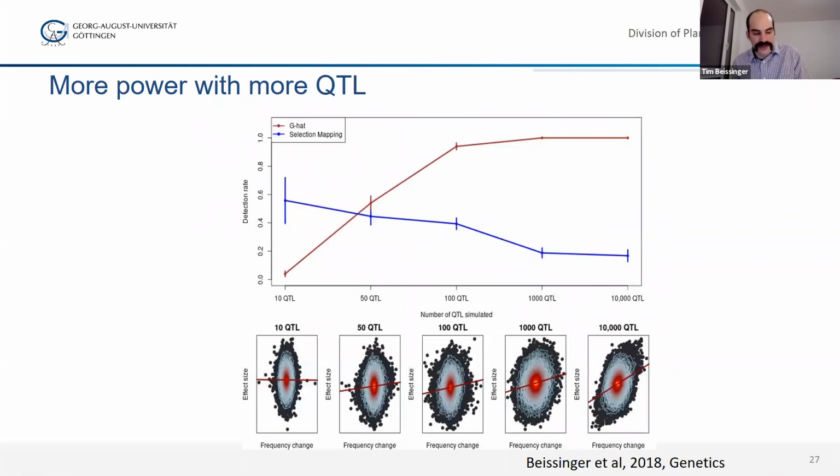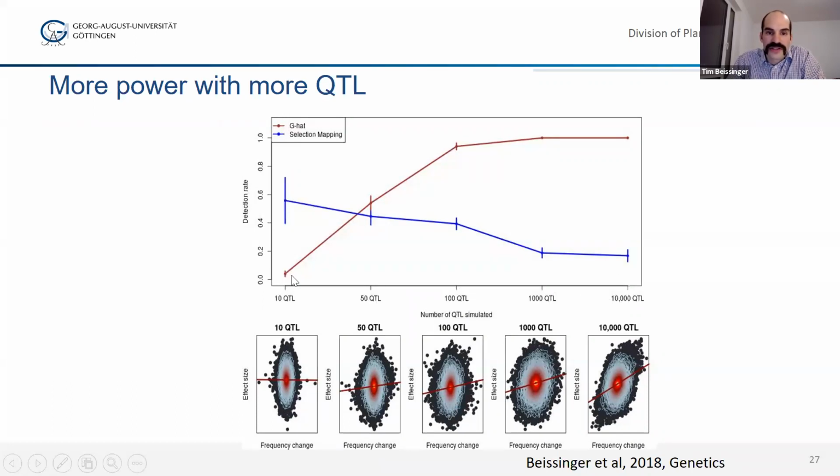So one of the best things about GHAT, and this is a simulation result that I'm sharing here, is that in contrast to traditional selection mapping or genome-wide association studies, with GHAT, you get more power when you have a trait controlled by more QTL. So in this figure, moving from the left to the right, we are doing sets of simulations where the only thing that's changing is the number of QTL that control a given trait. So here we have 10 QTL, 50 QTL, 100 QTL, 1,000, and 10,000.